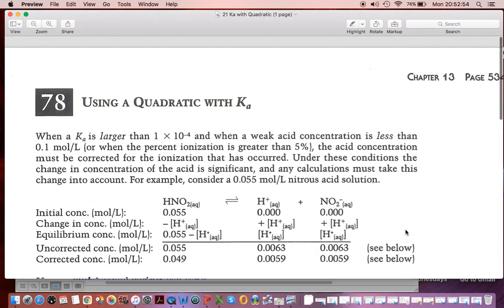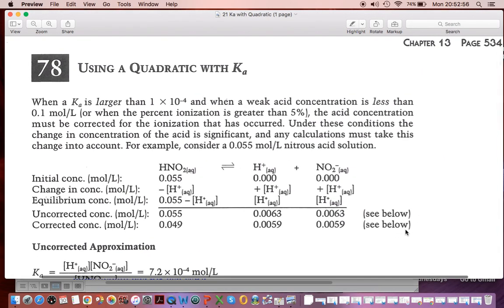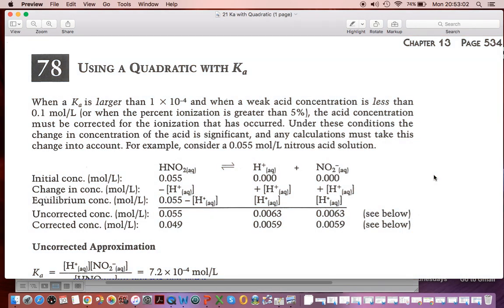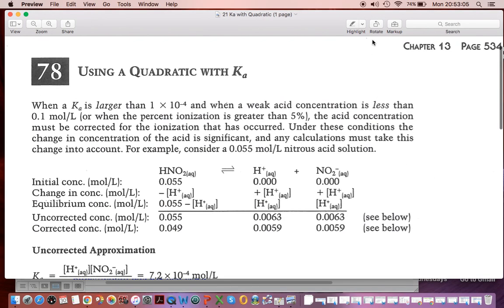Is it possible I'll put this on the test? Well, it's possible to be on the test. It definitely will not be on the final exam, so this is just a taste of it, just for future reference. So using a quadratic with Ka, obviously not an assignment.